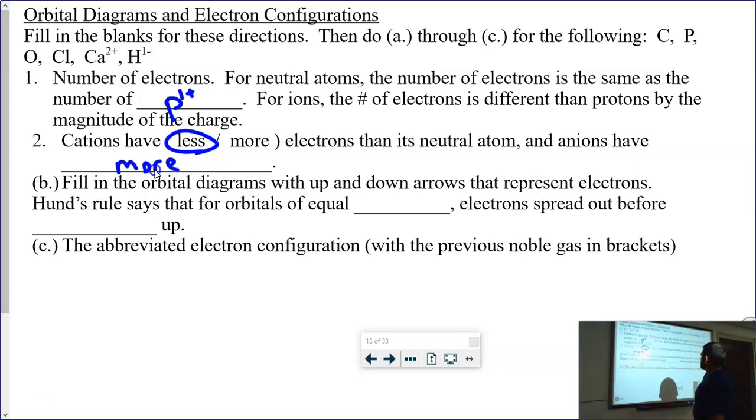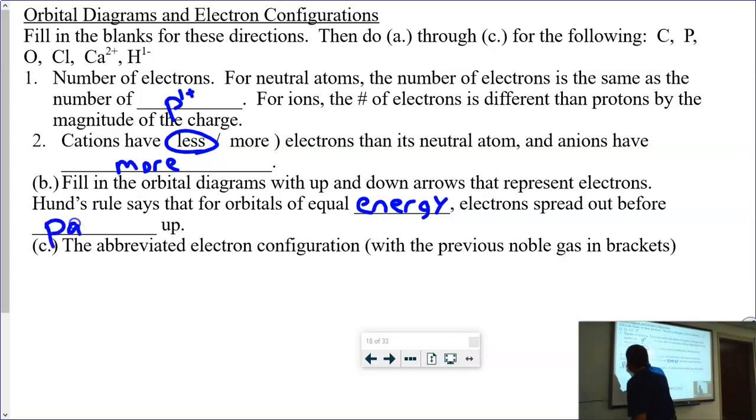Fill in the orbital diagrams with up and down arrows that represent electrons. Hund's rule says that for orbitals of equal energy, electrons spread out before pairing up. So if you have a set of 3 p orbitals and 3 electrons to add, you would split them up. Each p orbital would get 1 electron, and if we had a 4th to add, it would get paired up with the first one. Electrons entering equal energy orbitals always spread out before they pair up.